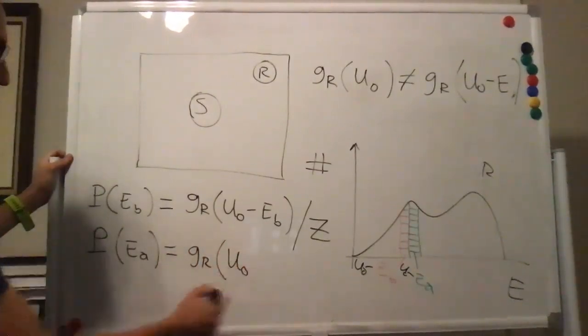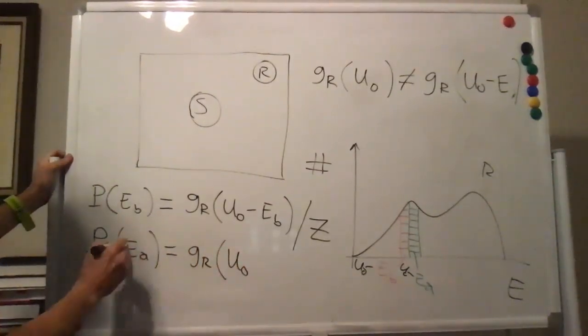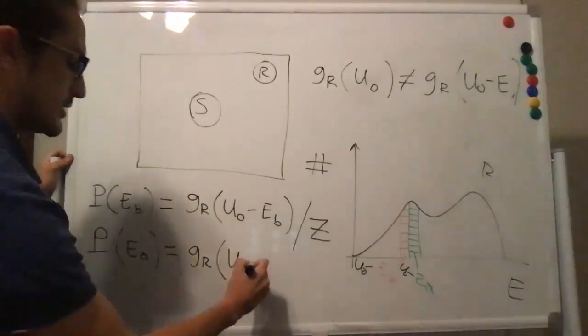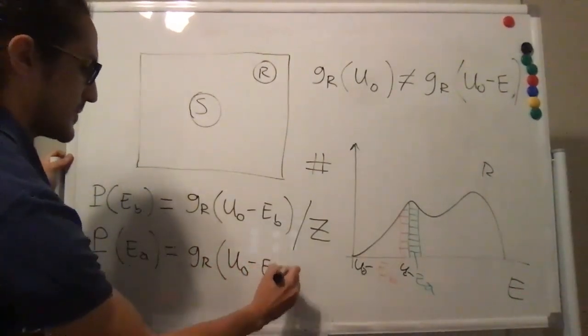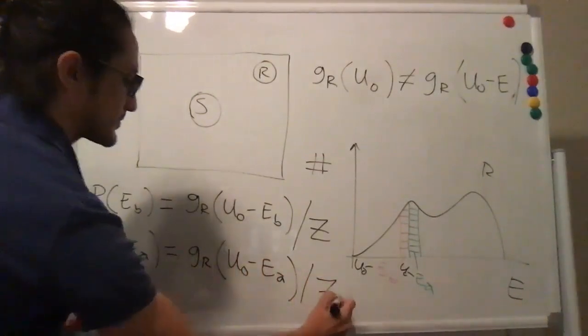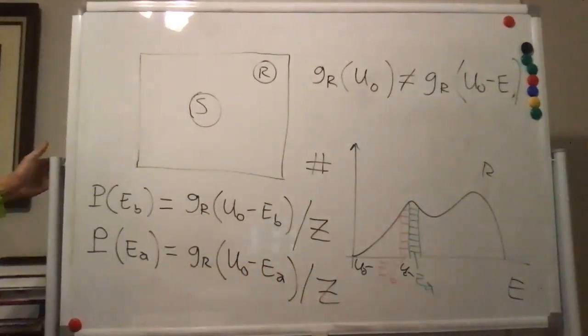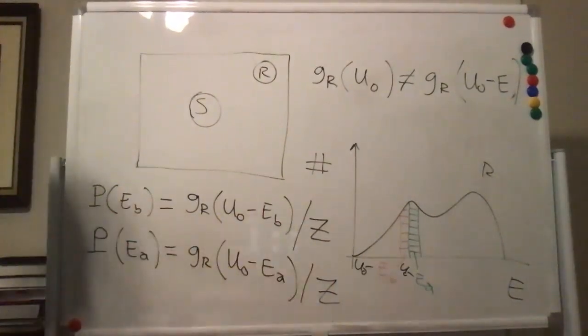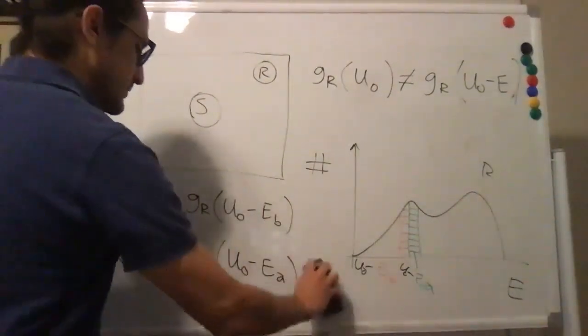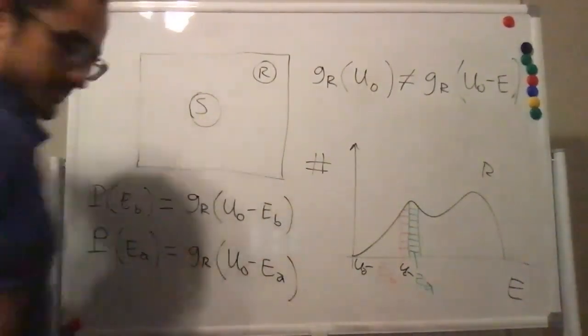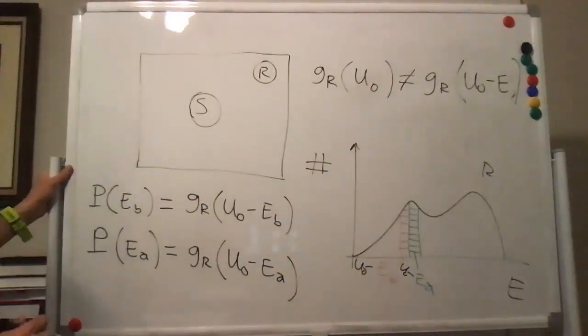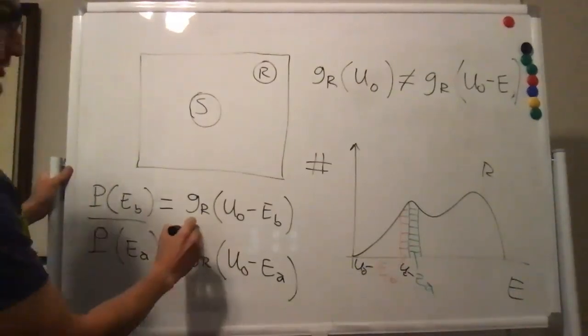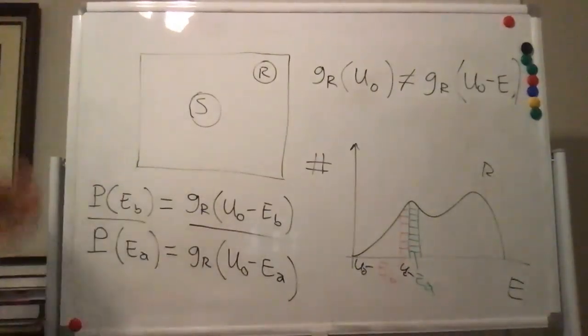And the probability that it is in state of energy A is going to be these, right? So we're not going to worry about the partition function because we're just going to get the ratio between these two. So we can forget about the ugly partition function.